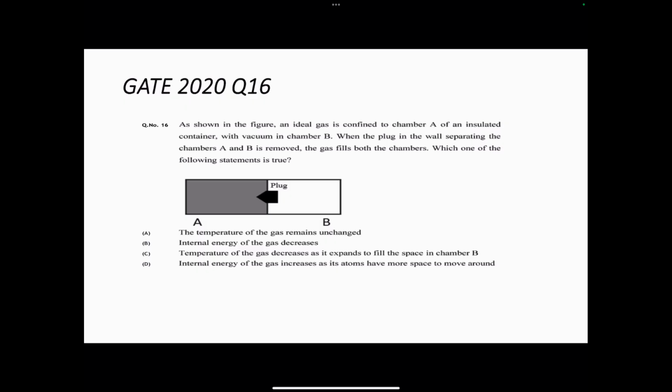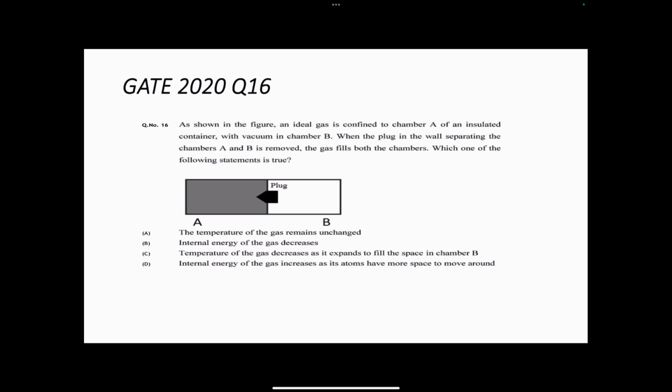So this is GATE 2020 question number 16, which states that as shown in the figure, an ideal gas is confined to chamber A of an insulated container with vacuum in chamber B. When the plug in the wall separating the chambers A and B is removed, the gas, as expected, fills both the chambers. Now, which one of the following statements is true?